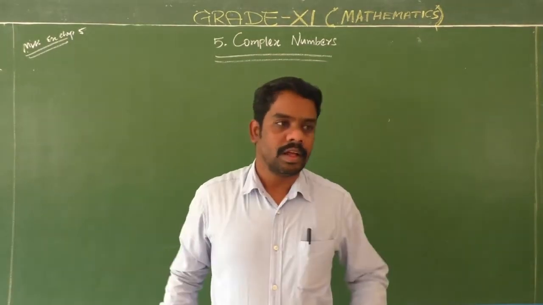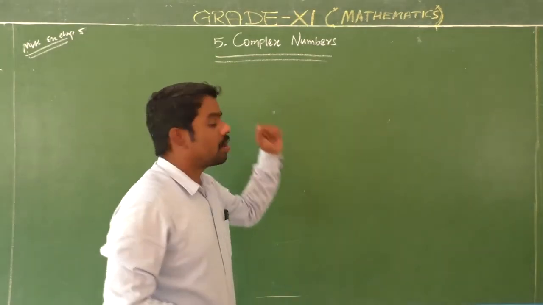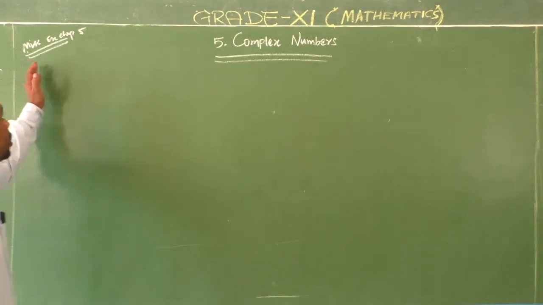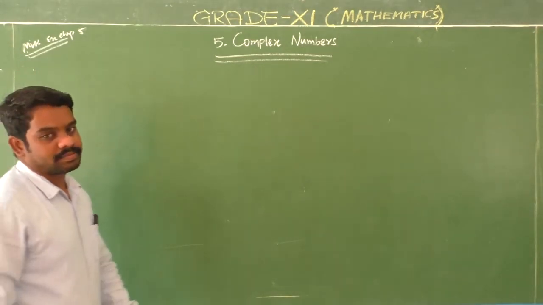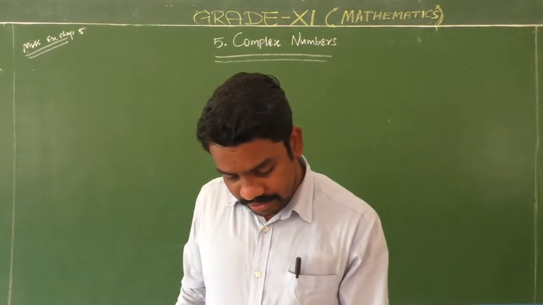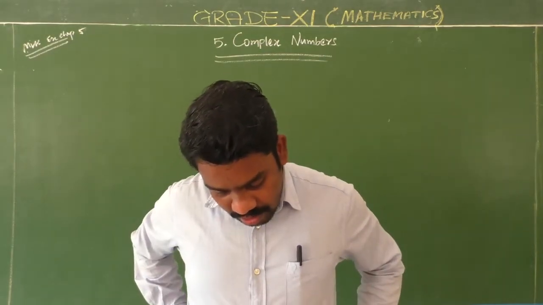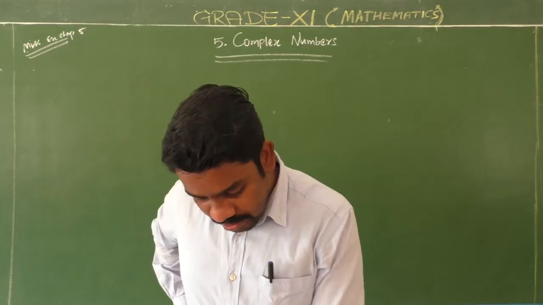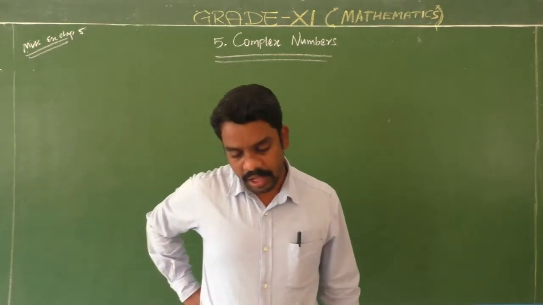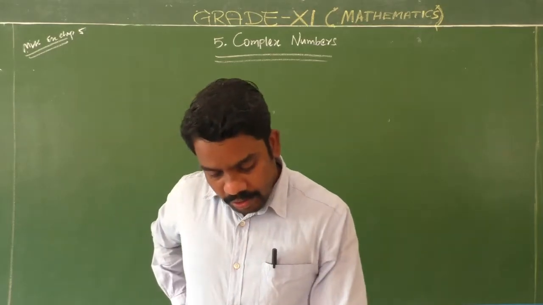Today's chapter is the same, complex numbers, the last class, continuing the miscellaneous exercise. In the last class, 11 questions were completed. Today, first, take your book, page number 113.